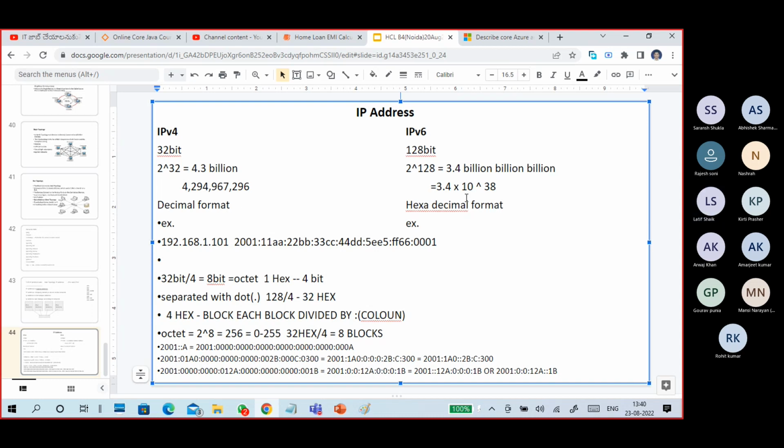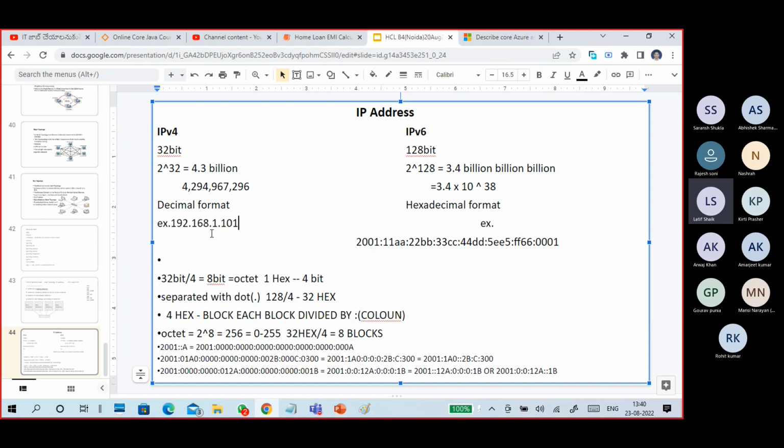So here it is. Why is it showing like this? IPv4 is represented in a decimal format. Only decimal numbers are used here, whereas in IPv6 we are using hexadecimal format. An example of IPv4 looks like this. Look here. What is this? This is 192.168.1.100.